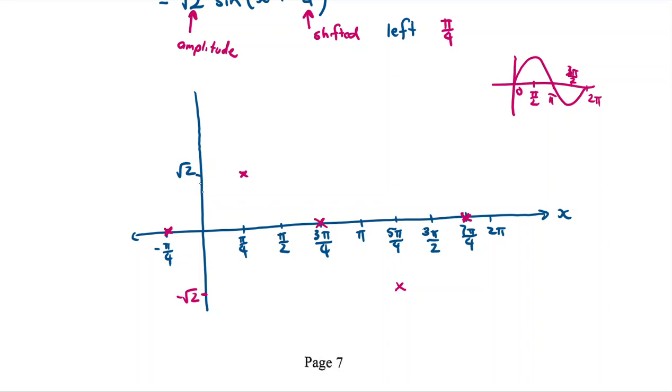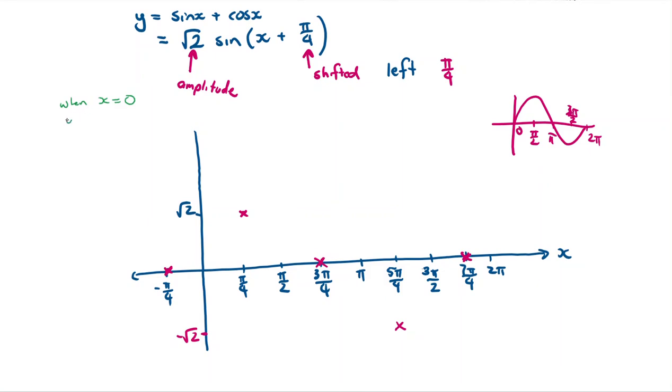So I would like to have an intercept though. Could I find my intercept over here? What happens if I sub in when x is equal to 0? When x equals 0, I would get y equals root 2 sine of pi over 4, which is 1. So that intercept right here below the root 2, that would be an intercept going through 1 there.